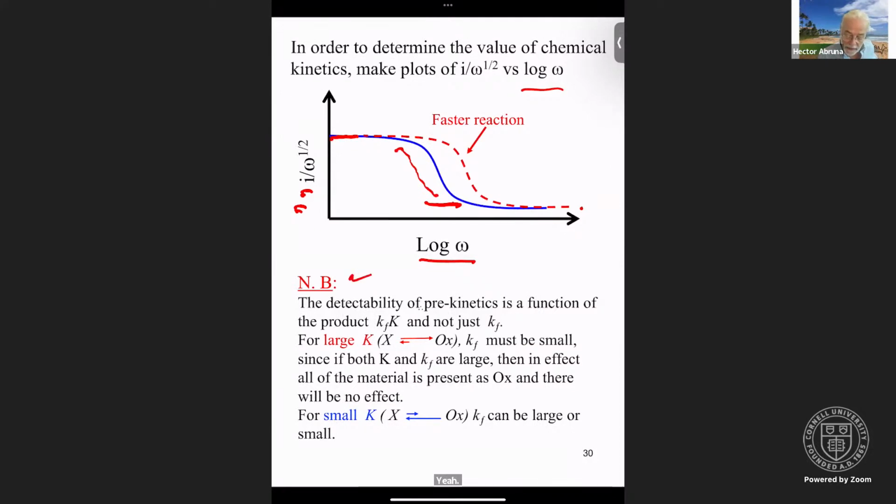Something to keep in mind is that the detectability of pre-kinetics is a function of the product of K forward and the equilibrium constant, not just Kf. For example, if you have a large value of the equilibrium constant K, then Kf has to be small, since if both K and K forward are large, then in effect, all of the material is present as ox, right?